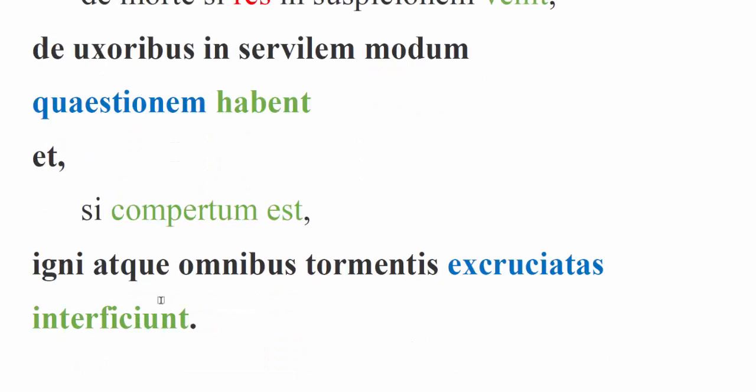If something is found, we notice that the compertum is neuter, so that's how we know something. If anything is discovered, they kill the wives. We know that it's the wives because of the gender of this participle, excruciatas. The they, by the way, is the propinqui, the relatives. They kill the wives who have been, we might say in English, because we need to get to this participle, this perfect passive participle, who have been tortured by fire and we would say all other sorts of tortures, right? All other sorts of torments.